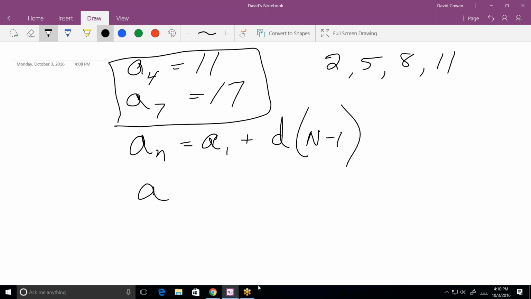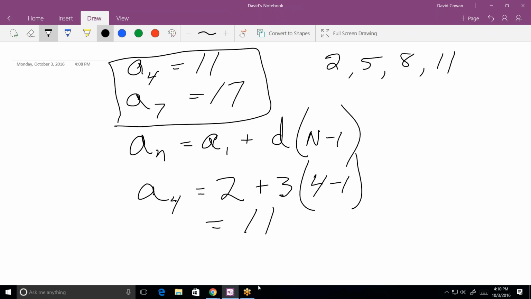If I wanted to know the fourth term, it would be the first term, 2, plus the common difference, 3, times n minus 1. Well, n is 4, so this would be 4 minus 1. That gives me 11, which is indeed the fourth term. So I know I have it right. That's the most important thing: come up with an arithmetic sequence where it's really easy to see what the fourth term or the third term is, plug it into your formula and make sure you get the right answer. So this is definitely the right formula.